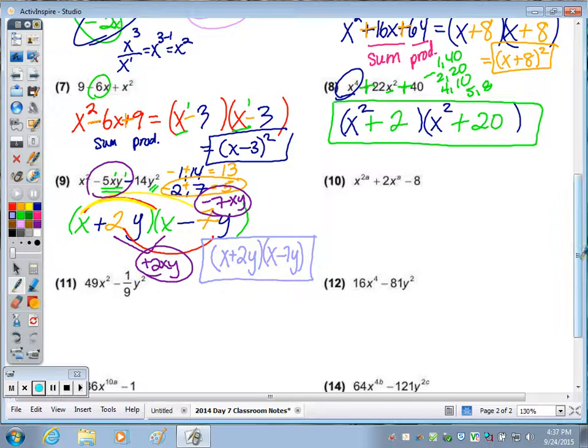Number 10. Again, if I set up my two parentheses, because it's a trinomial, it had no GCF, I'm looking at the factors of 8, so there's 1 times 8, 2 times 4. It has a negative product, so it's going to be plus minus for my signs. Factors of 8 that combine to 2. So right now I'm ignoring the x to the a and the x to the 2a.